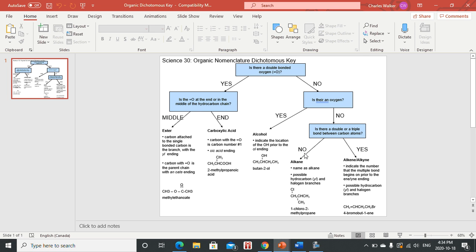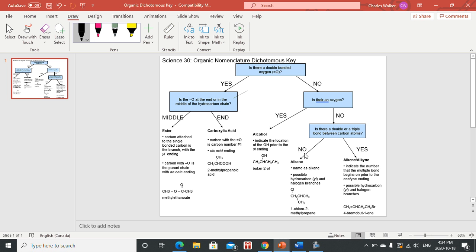So the first question that I ask is, is there a double bonded oxygen? So there are only two possibilities for that. It can either be an ester or a carboxylic acid. If there isn't a double bonded oxygen, well, it has to be one of the other ones. So then you're just kind of following through. So is the double bonded oxygen at the end? If that's the case, it's a carboxylic acid. If it's in the middle, then it's going to be an ester. Use the rules for naming the ester.